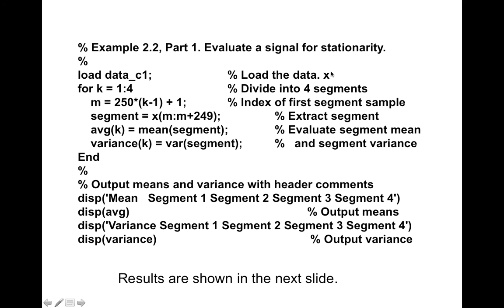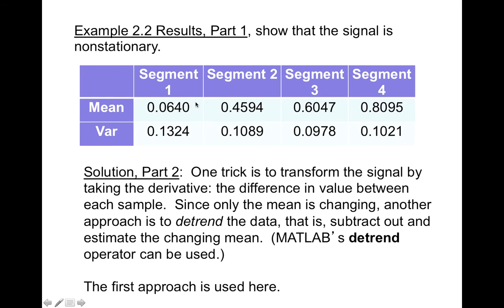Okay, here's the code, basically loading the data and dividing the data into 4 segments. Here's how we create the segments. We run our segment from some point to that point plus 249. Here's taking the average of the segment. Here's taking the variance of the segment. And then here's displaying the output. So here you can see the segments and the mean and the variance. You see that the mean is quite a bit different, but the variance is fairly close to the same. So a couple of different options.